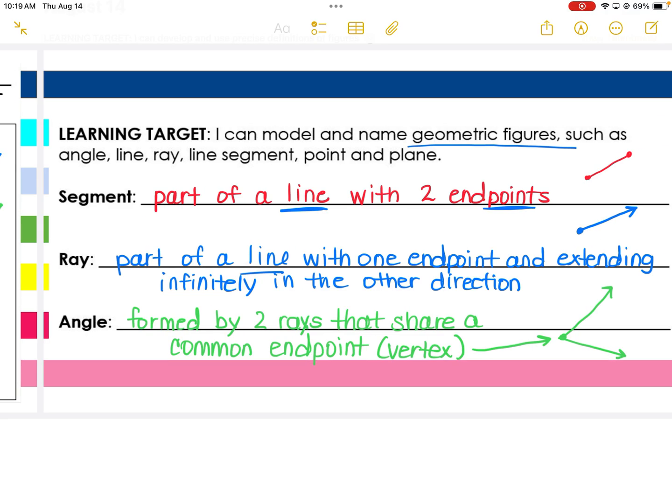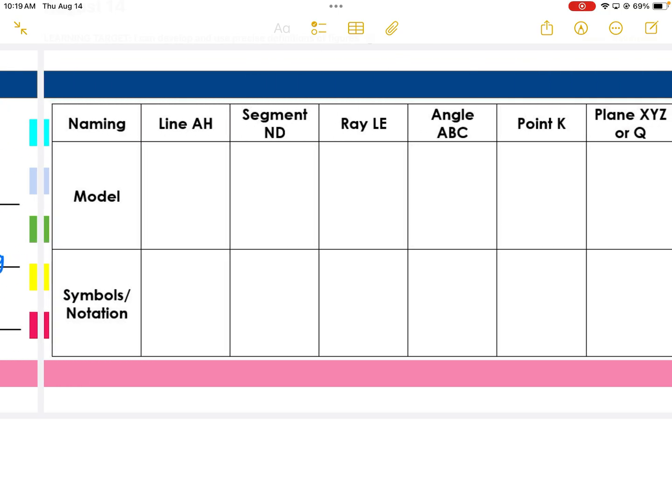So segments, rays, angles, points, lines, planes. We've got 6 different things we have discussed so far. We are going to need to know how to represent them, how to model them, and how to name them using symbols and notations. So we've got one of each here. We've got 6 things we're going to draw and name.